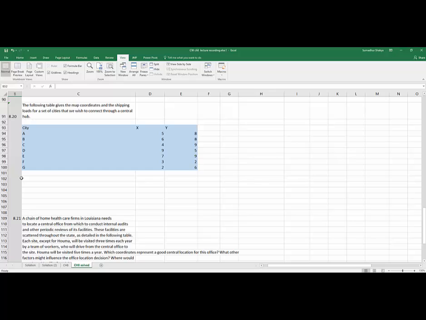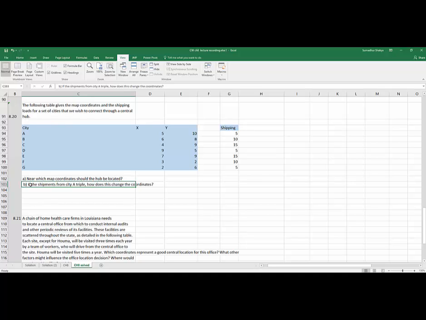Now the next type of problem we have is where the coordinates for various locations are given. For city A through G, we are given the x coordinate and y coordinate in the same format, x comma y. So we have 5 and 8 as the given location for city A, and let's say 2 comma 6 for city G. Now we want to find out which of the cities, or any other point, would be the best place to serve all of these as a central hub.